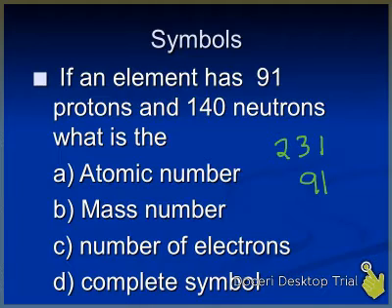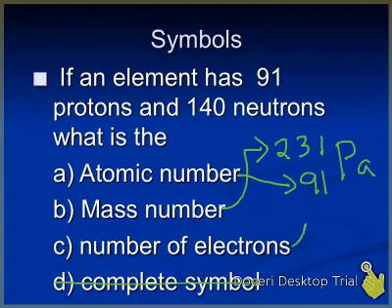Okay, now we need to figure out what element we're dealing with. So what do I look up on the periodic table? 231 or 91? 91. What element is 91? Yay, we already did D. Okay, so A says what is the atomic number? 91. B says what is the mass number? C says what is the number of electrons? Number of electrons is 91.